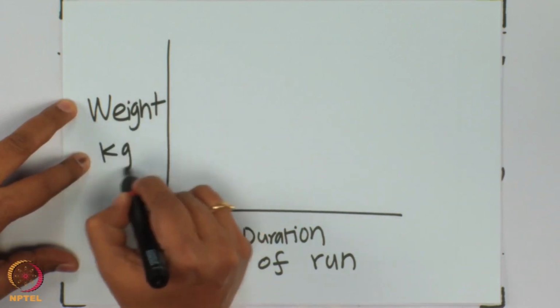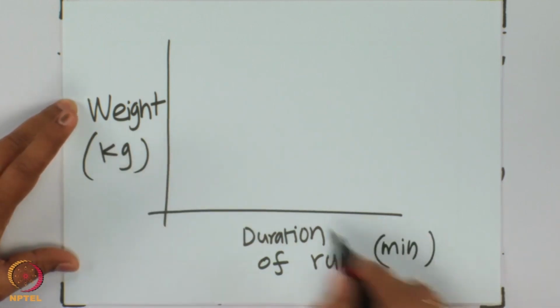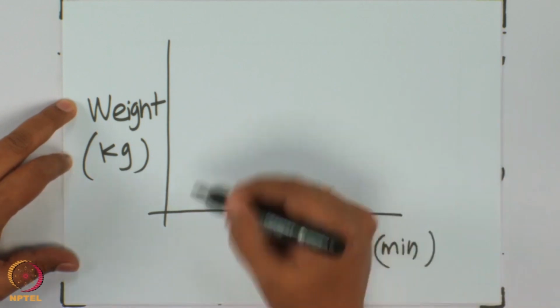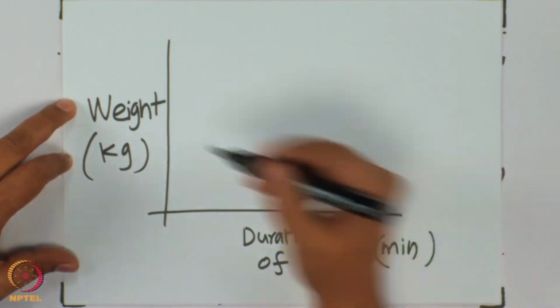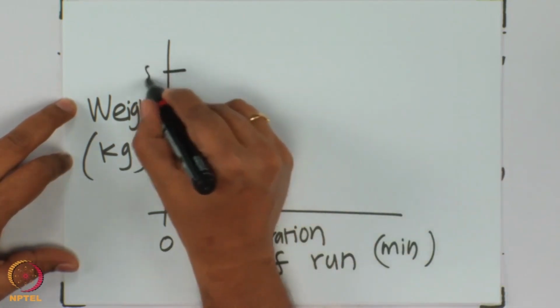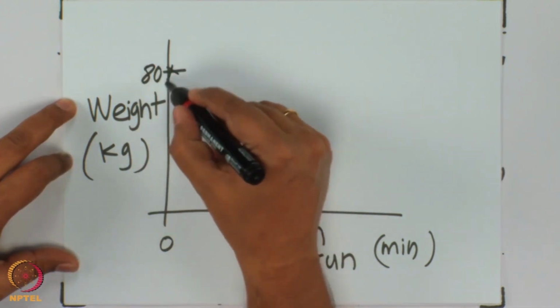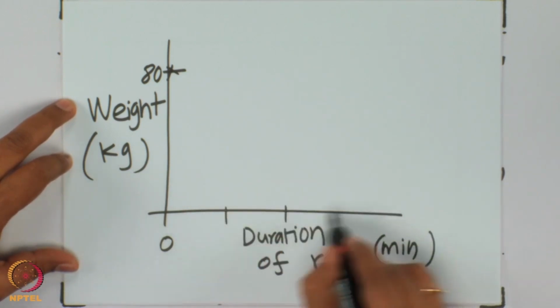So this will be in kg and this will be in minutes. For different people, this graph will look different. Depending on the person, this graph will have a slightly different starting point and all that. So at 0, I'd say we have about 80. When I don't run, I have about 80 kg weight, and it will slowly decrease as I run 10 minutes, 20 minutes and so on and so forth.